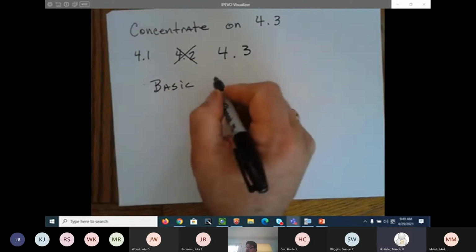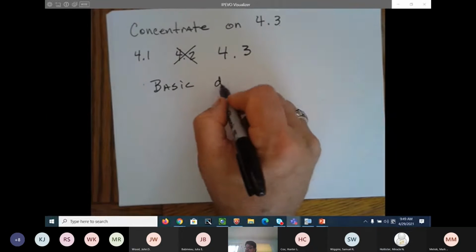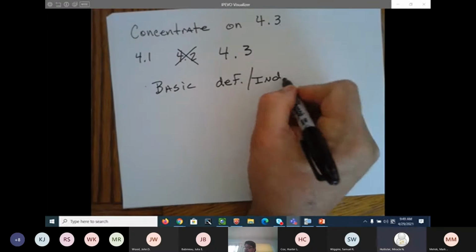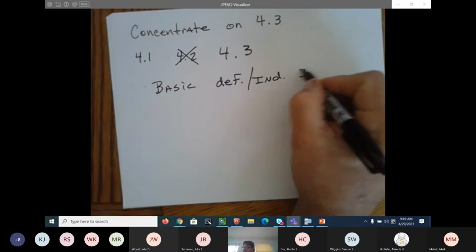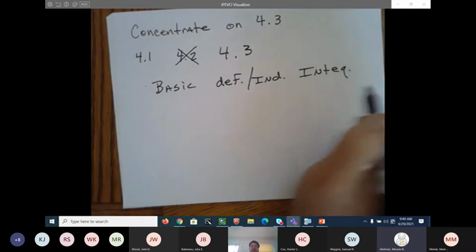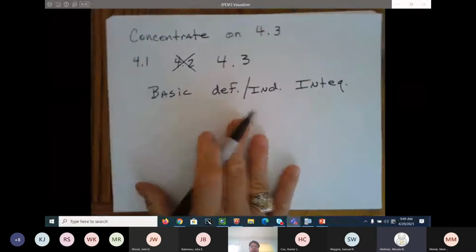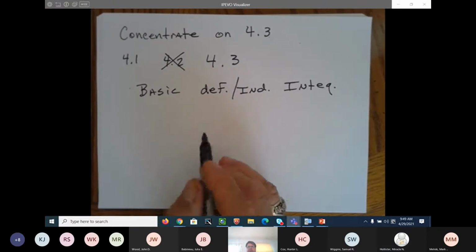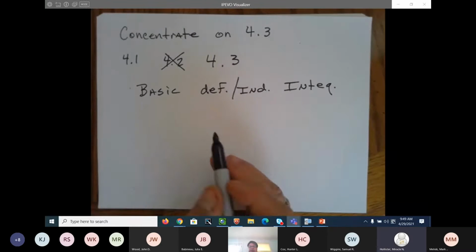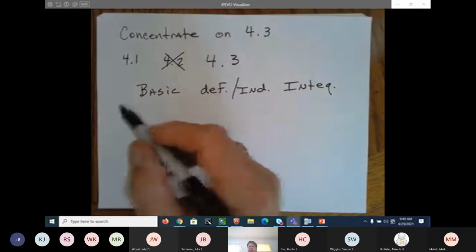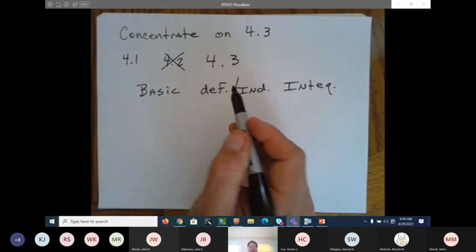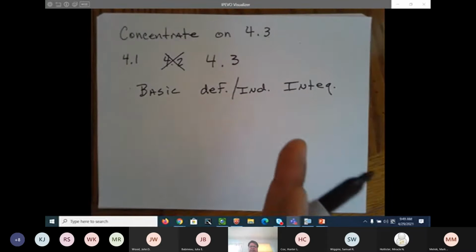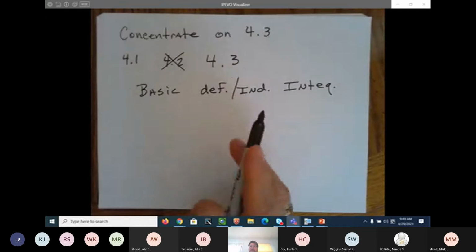Basic means definite and indefinite integration. So the problems that I showed y'all Tuesday, all of those problems will be on the test, or problems like that. What I'm going to do today is a continuation, just basic integration. I'm not going to do any word problems. It's just going to be 10 or 15 questions on basic integration.